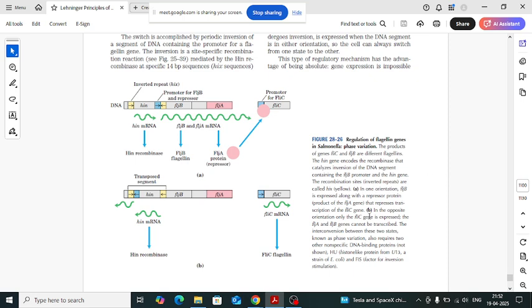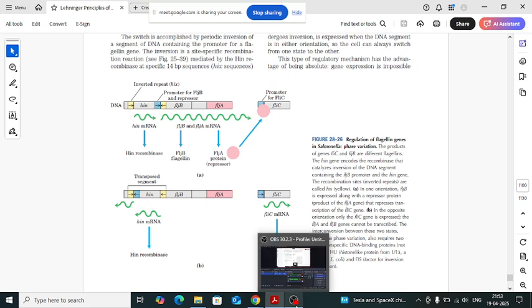And in one variation, fljB is expressed along with the repressor protein that represses the transcription of the fliC protein, right? So that's how they can regulate the expression of the FliC protein, which is the fliC mRNA, which will encode the FliC flagellin protein, right?